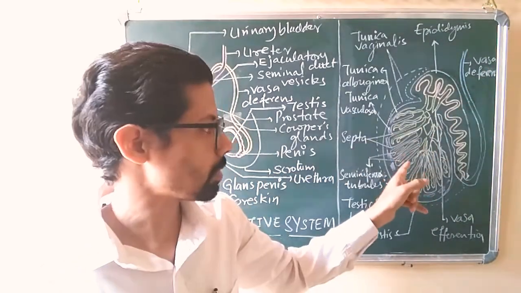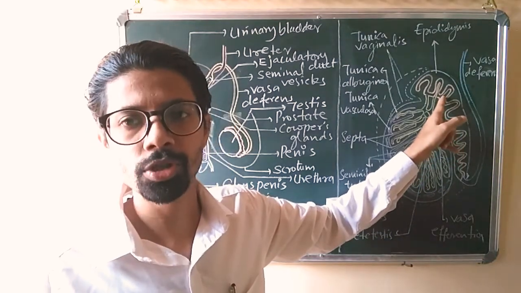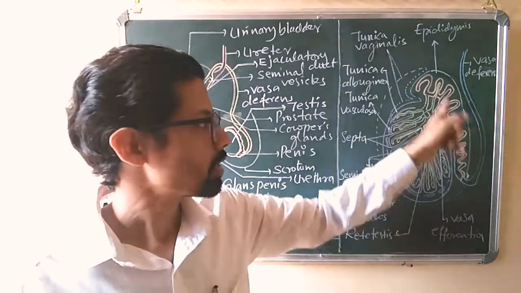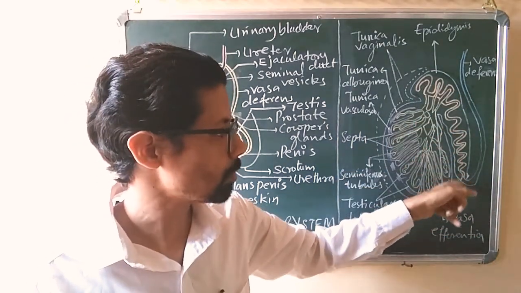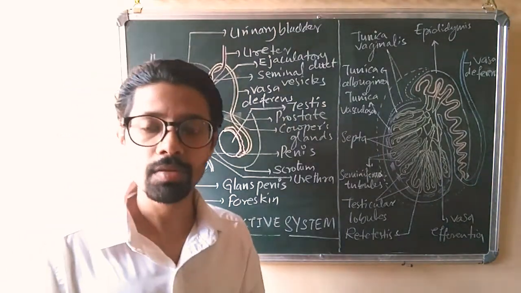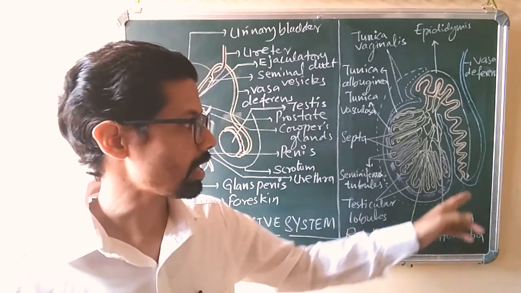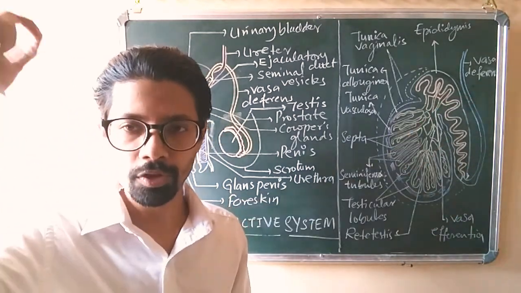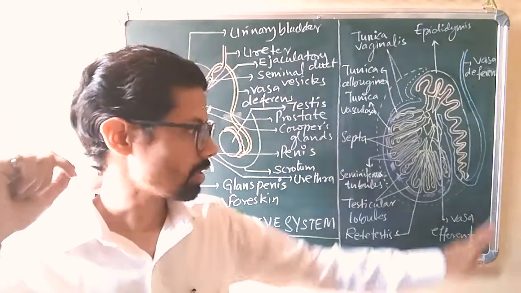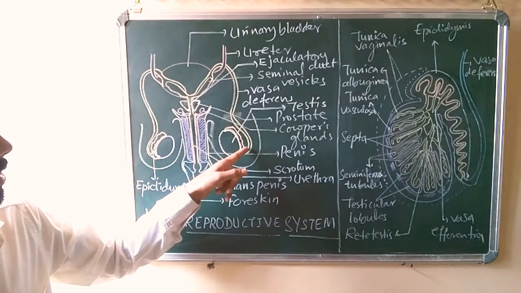Sperms are produced inside the seminiferous tubules. They are collected and temporarily stored in the epididymis, which is divided into three parts. The vasa efferentia is supercoiled inside the epididymis, and its approximate length is around 6 meters. After that, a small tube arises from the caudal epididymis called the vas deferens. This vas deferens is connected here in this diagram; you can see this is the vas deferens.